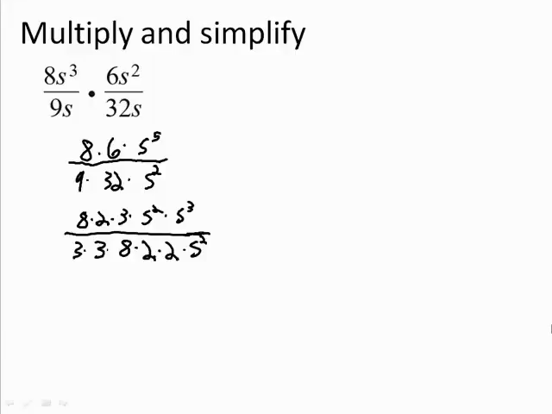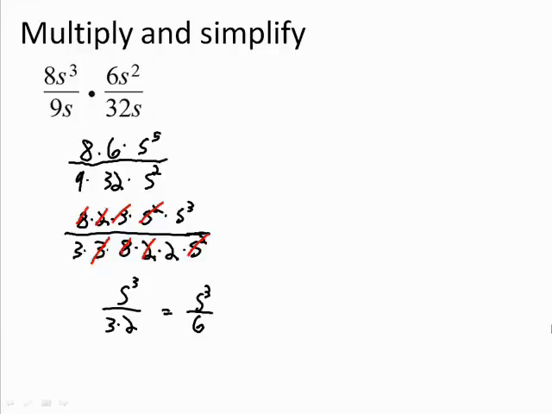The 8's cancel out. A 2 from the numerator and denominator cancel out. A 3 from the numerator and denominator cancel out. And an s squared from the numerator and denominator cancel out. You're left with s cubed divided by 3 times 2, which equals s cubed divided by 6.